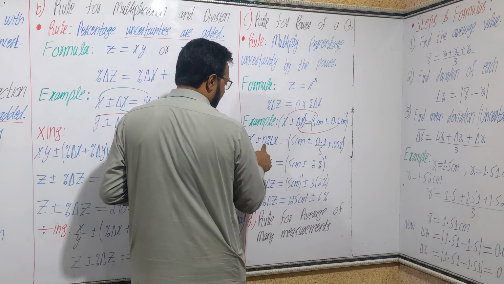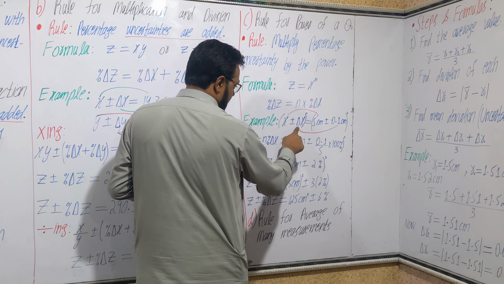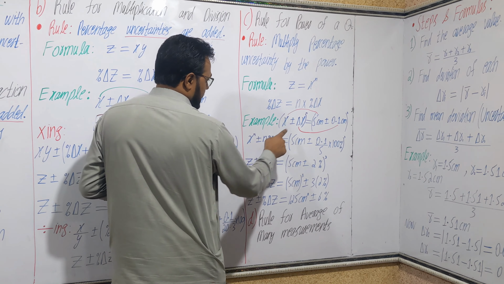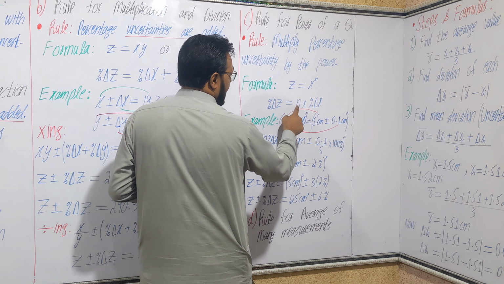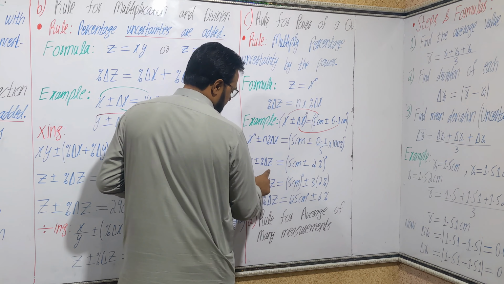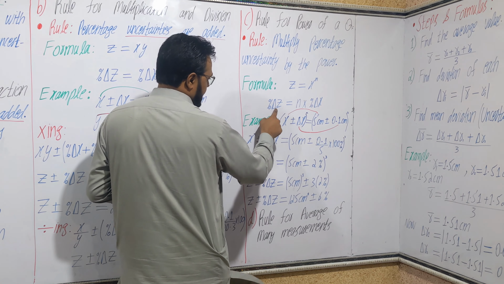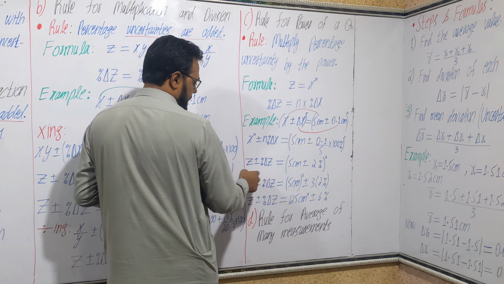This power will multiply with the percentage uncertainty in x. This is the percentage uncertainty. x power n is equal to z, so this is replaced with z plus minus as it is. Percentage z is n multiplied by the percentage uncertainty in x. N multiplied by the percentage uncertainty in x is equal to the percentage uncertainty in z.